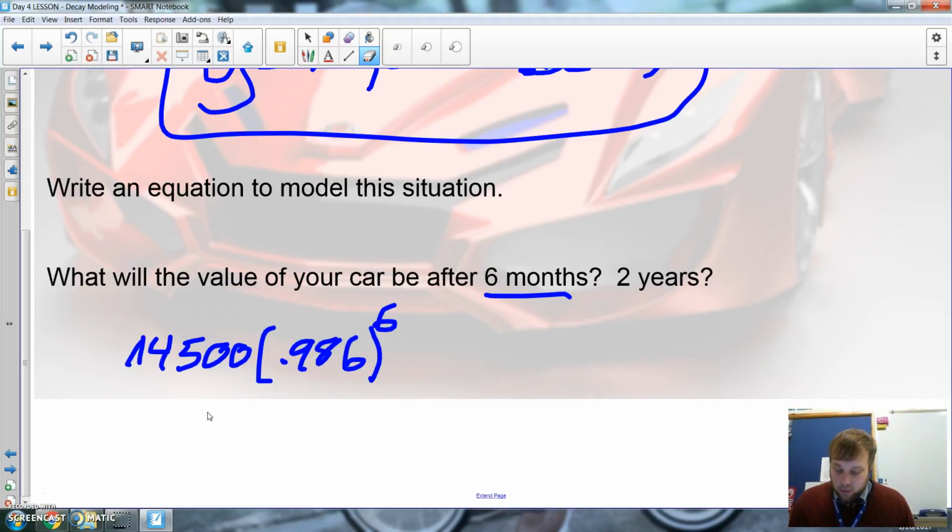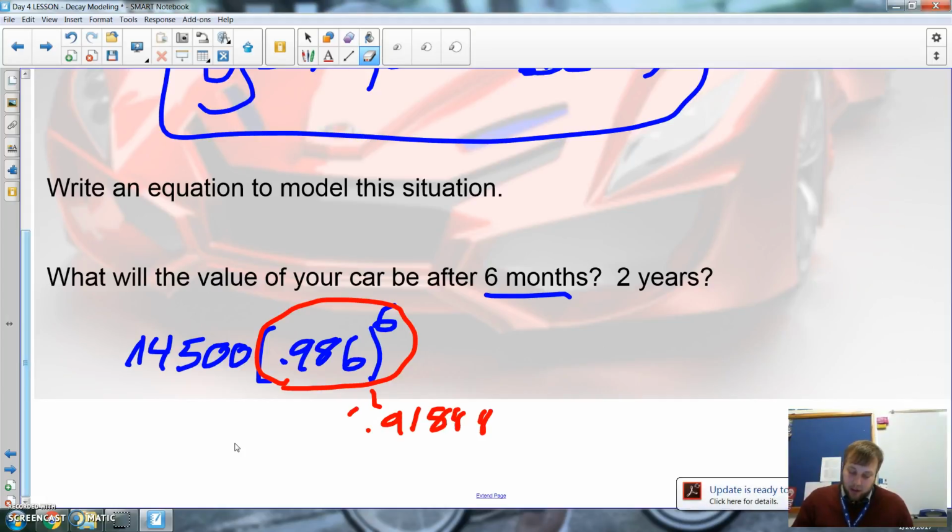Okay. Now remember, what do we do first? We do the exponent first. All right. Tell me what that answer is going to be. All right, and the answer is 0.91888. And I would just leave that in the calculator and multiply that times 14,500. 988. Those are all 8s.